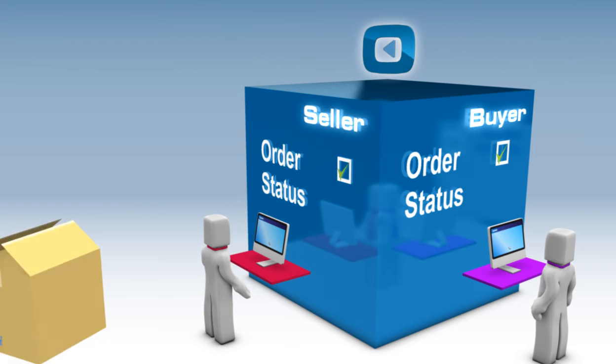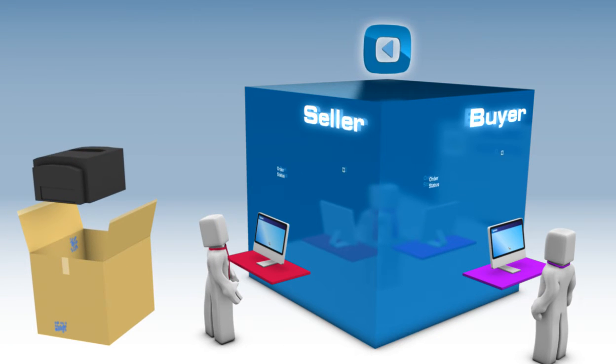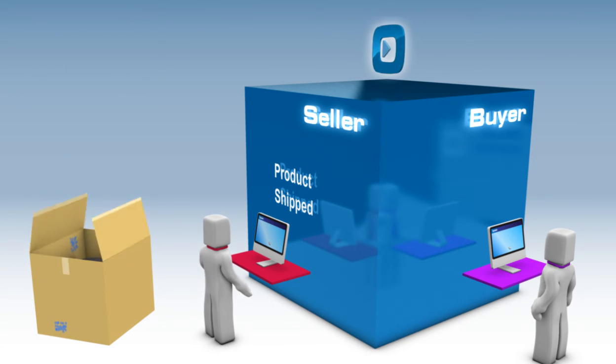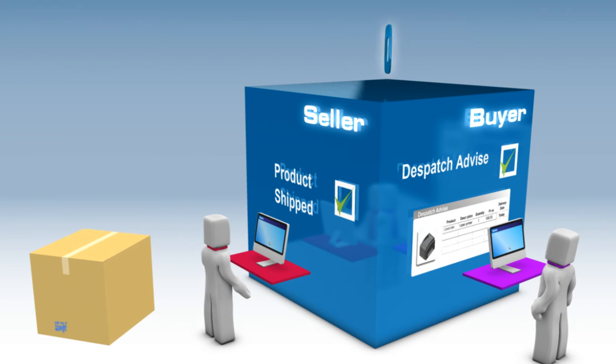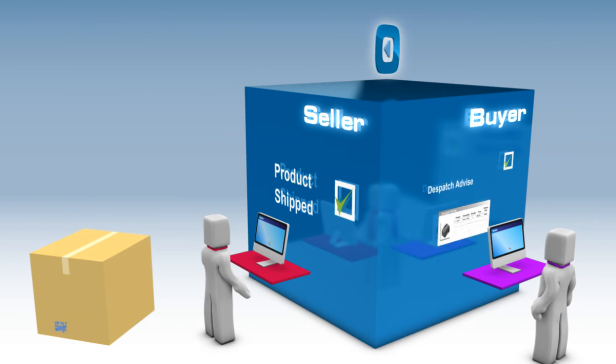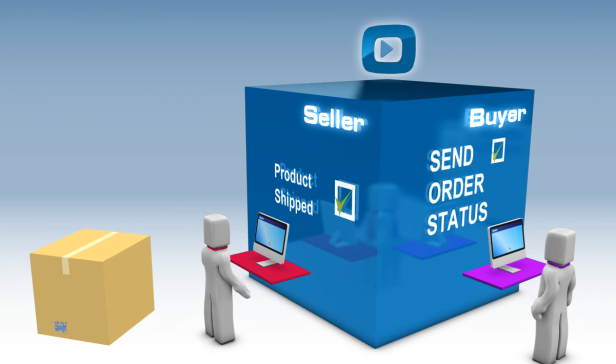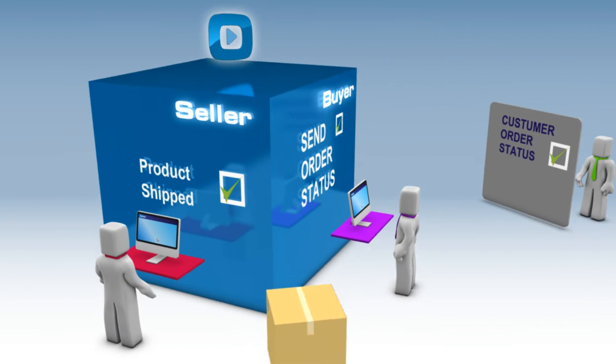When the seller has packed the product and sends it via drop shipment to the customer, the seller sends out an electronic dispatch advice message, which contains the product serial number and tracking reference for use within the buyer's system. The buyer is now aware that the products are in transit and can inform his customer.